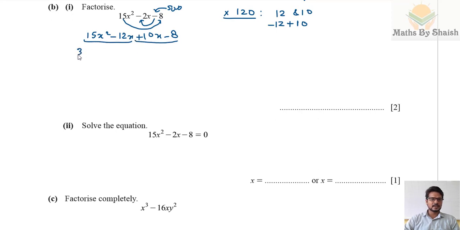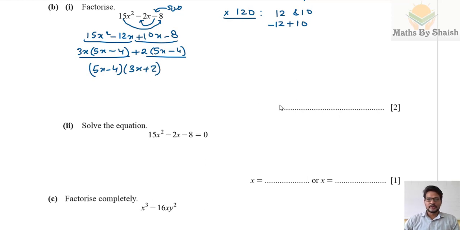From the first two, we can see 3 and x are common, so it is 5 threes are 15, 3x into 5x minus 4, and from the last two we can see 2 is common, so plus 2 into 5x minus 4. And then from these two terms we can take 5x minus 4 common, and in another bracket we get 3x plus 2. So the factorization is 5x minus 4 and 3x plus 2.